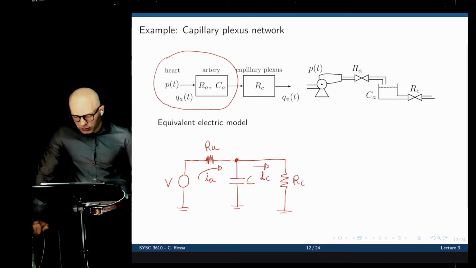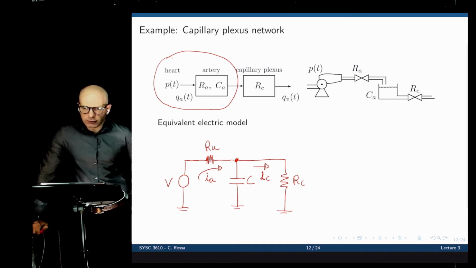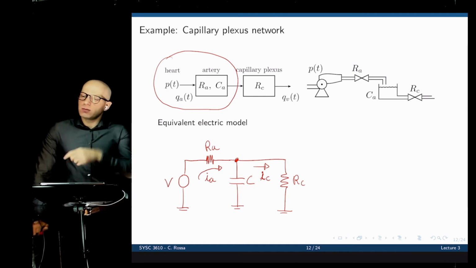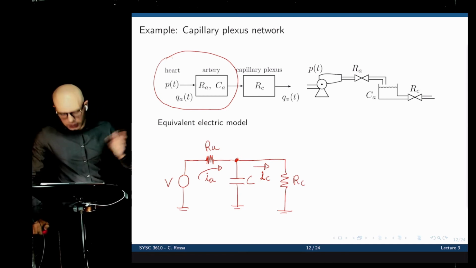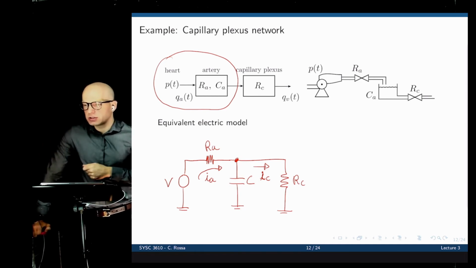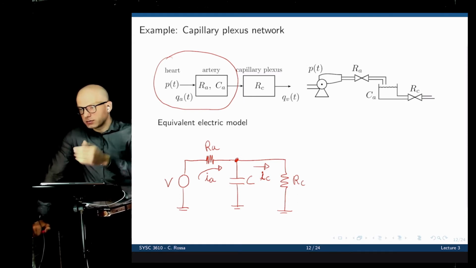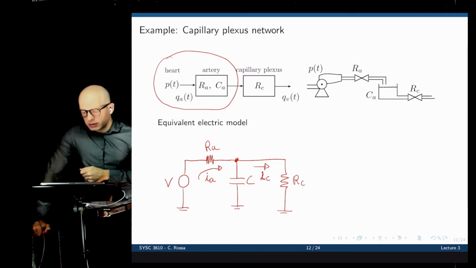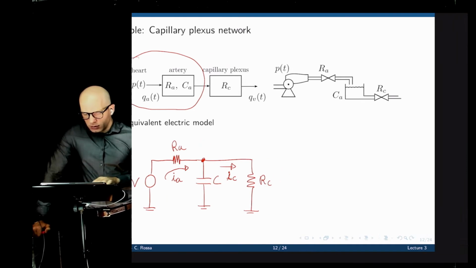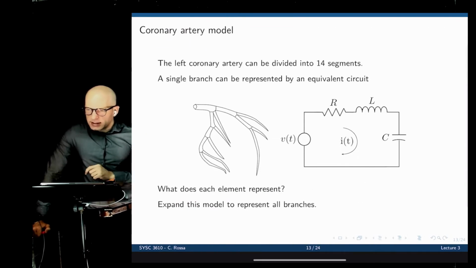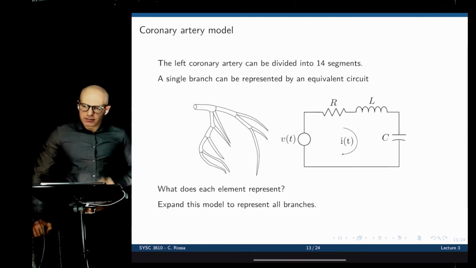Okay. So again, because we know the function of each physical element in the system, we can go back and forth between hydraulic, electric, and mechanical systems. The equations that they describe are precisely the equations that govern their systems. The systems are exactly the same. Now let's take this analysis one step ahead.